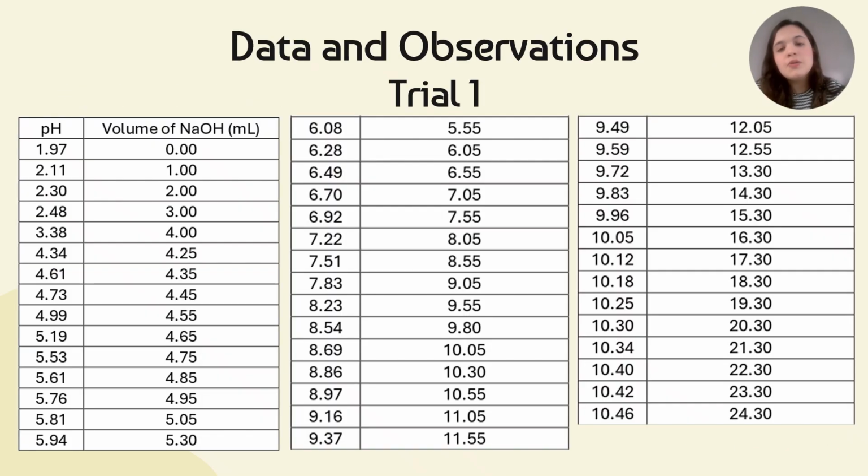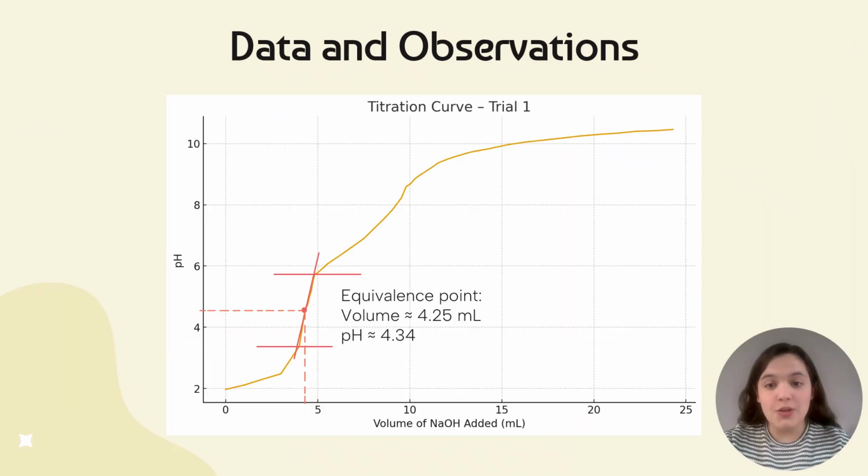So as I was describing the method, I said to you to record all the pH values and the volume of the sodium hydroxide. And this is a table of my values of trial 1. And using those values, I made this graph so you can see the titration curve and also the equivalence point that it's here where it indicates, and I'm going to explain what this means, the equivalence point and those values.